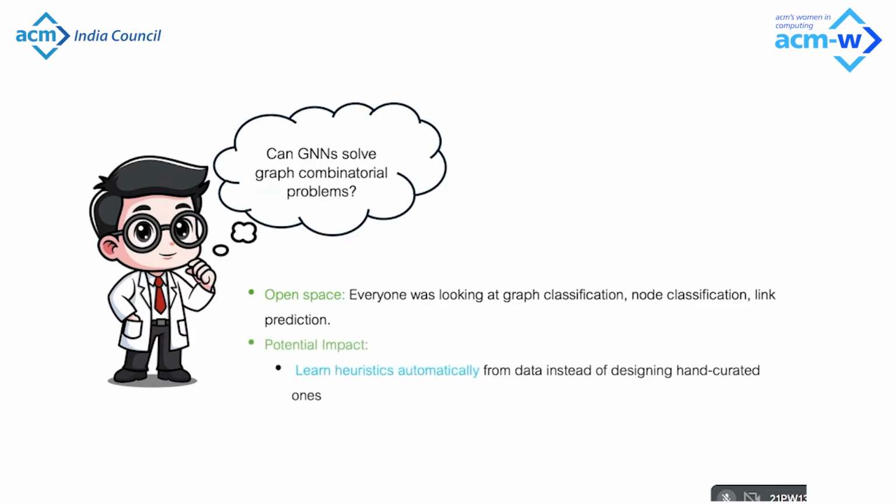Second, why do I want to work on something that is different? What is the potential of that particular work? The potential impact seemed very clear to me. So far, whatever I was doing myself by designing hand-curated heuristics, now if something does it for me automatically by just looking at the data, that seemed to be an exciting idea because it makes me spend my time doing something else, right? So I don't have to design those heuristics. There will be a neural network that will come up with those heuristics. So that's very interesting.